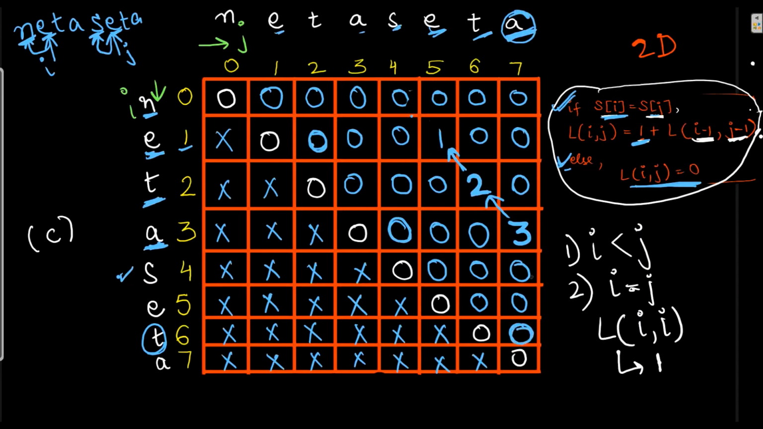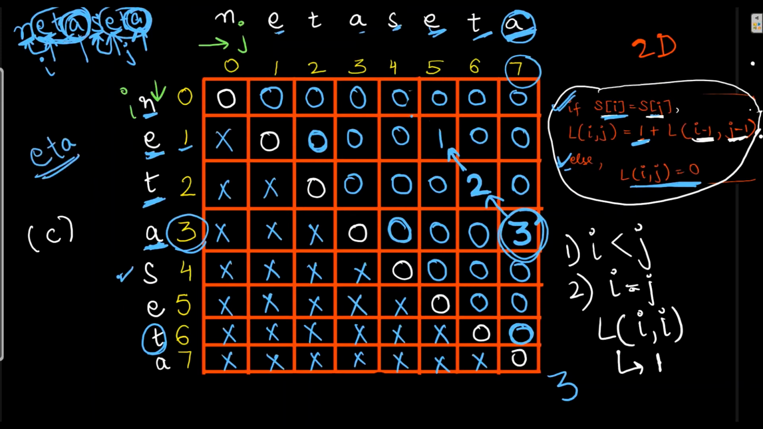Now after performing this dynamic programming, I have to look for the maximum of all of them, which is 3. So 3 will be the answer, which is at 3, 7. 3, 7 is this A. Then I need to look for its 3 characters, which is ETA, as I am looking for the left characters. The last characters were at 3 and 7, which is A. So this is how we need to perform dynamic programming.